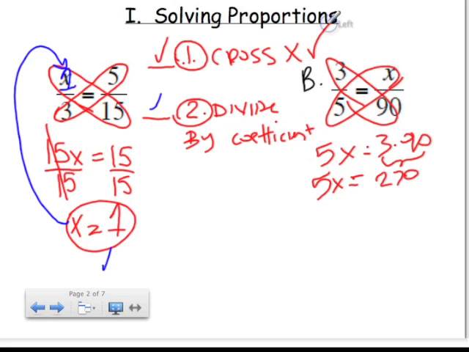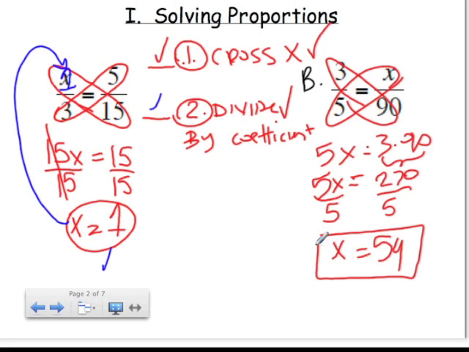Step 1 is done. Step 2, divide by the coefficient. So we're going to divide by the coefficient of 5. Divide both sides by 5, and x equals 270 divided by 5, which equals 54. And so x equals 54.